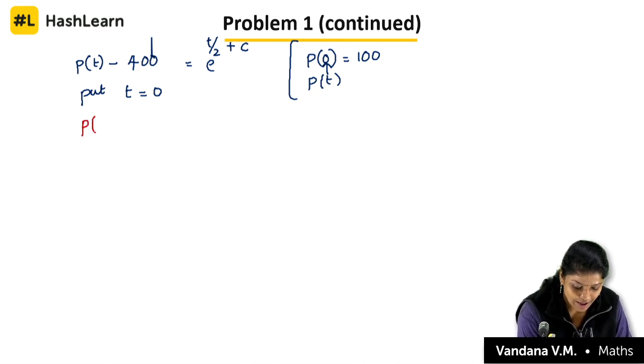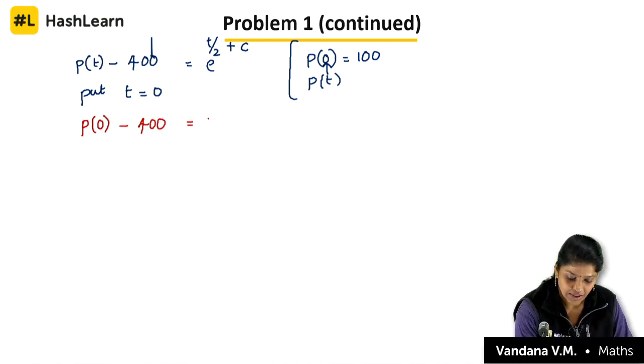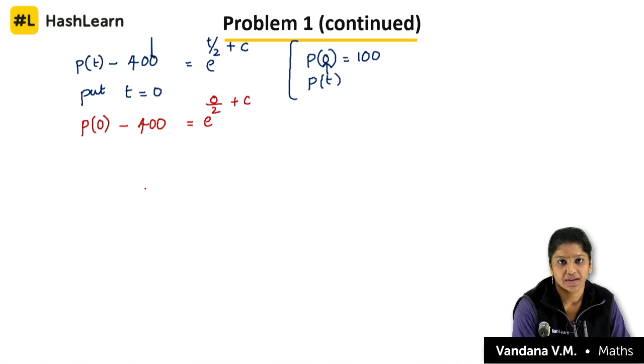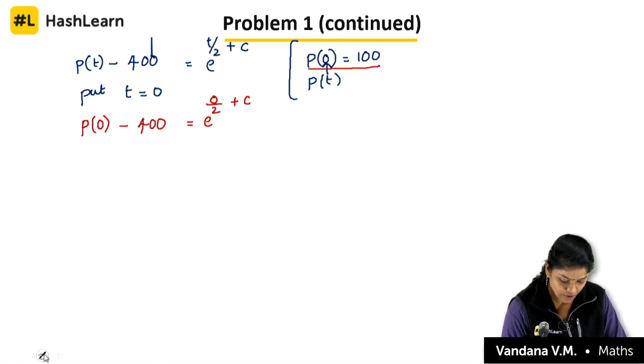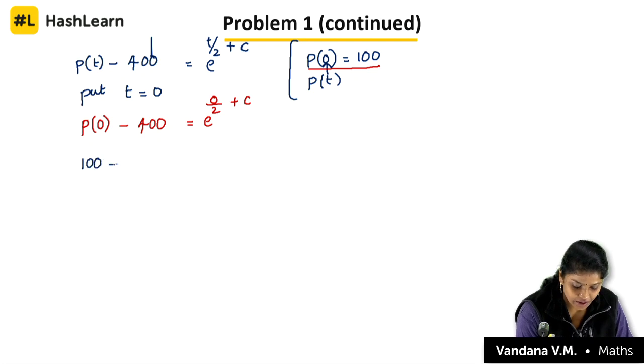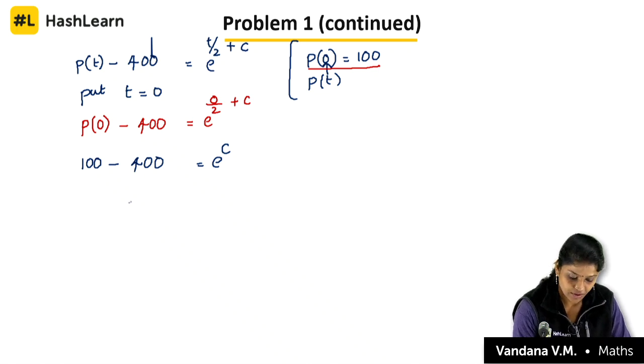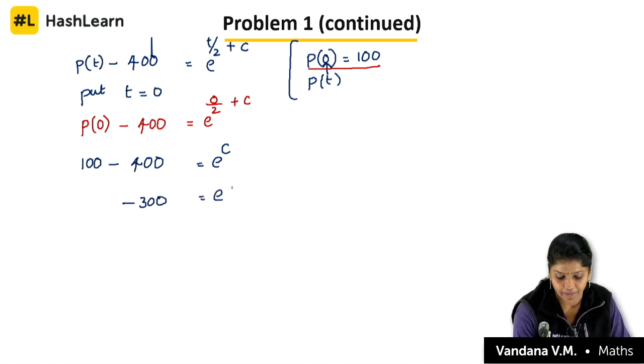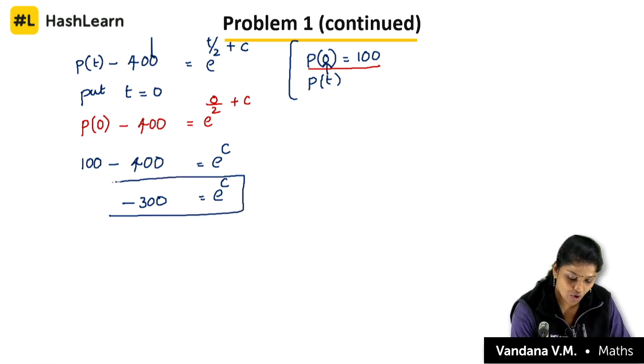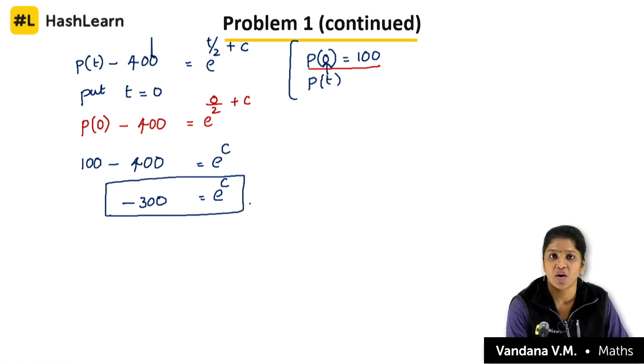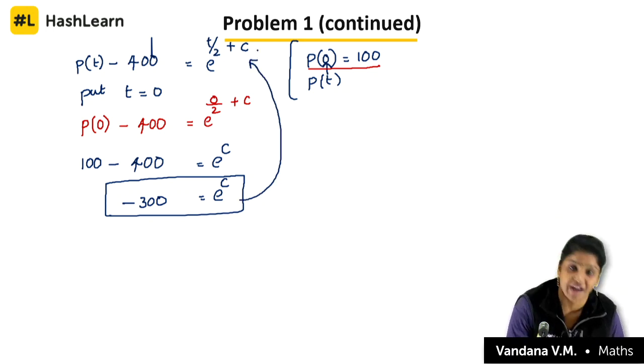Yes, substitute over here. p(0) minus 400 is equal to e power (0 by 2 plus c), isn't it? So it becomes, but they gave the p(0) value. What is the p(0) value? The p(0) value is 100, so 100 minus 400 is equal to e power c. Minus 300 is equal to e power c. So I got the constant value. So that means what? It is a particular solution. So substitute in the general solution which is having the c value.